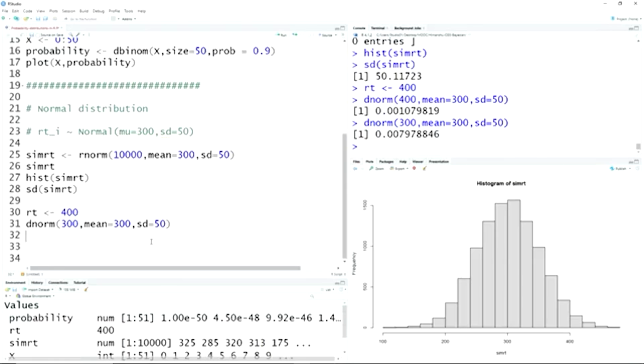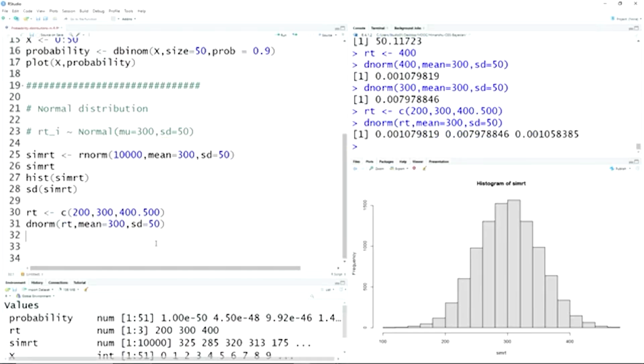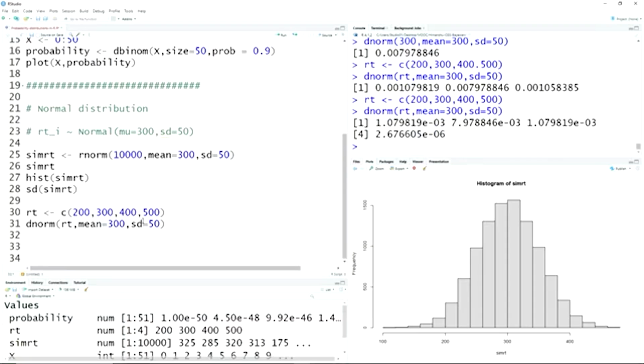You can also calculate these probability densities for multiple values. Let's say 200, 300, 400, 500. You can calculate for all these values in a single line of code. So I'm getting these probability density values for all of these. So there are 4 probability density values corresponding to each value of RT.